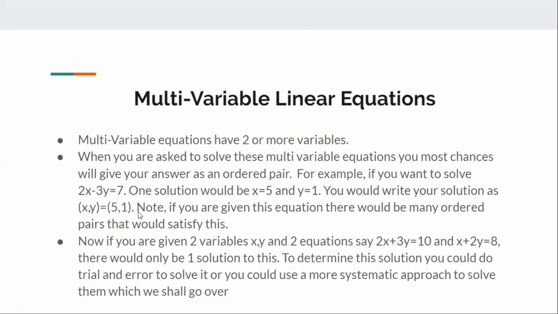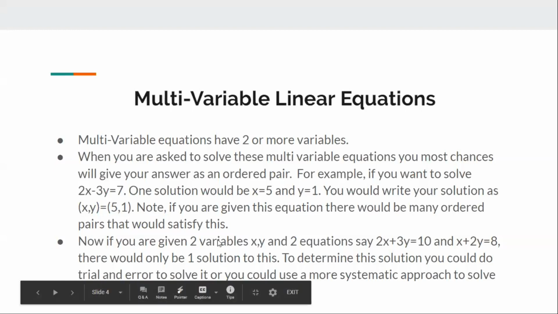And if you're given this equation, there would be many ordered pairs that would satisfy it. There are many other solutions. And if you're given two variables x, y and two equations, say 2x plus 3y is equal to 10 and x plus 2y is equal to 8, there would only be one solution to this. To determine this solution, you could do trial and error, which is not advised, or you could use a more systematic approach, which we'll go over now.